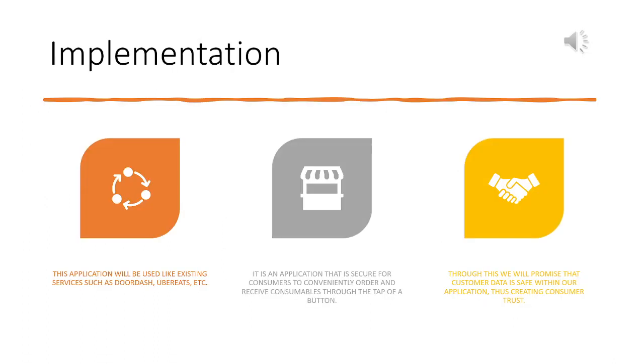Implementation. This application will be used like existing services such as DoorDash, Uber Eats, etc. It is an application that is secure for consumers to conveniently order and receive consumables through the tap of a button. Through this, we promise that the customer data is safe within our application, thus creating consumer trust.